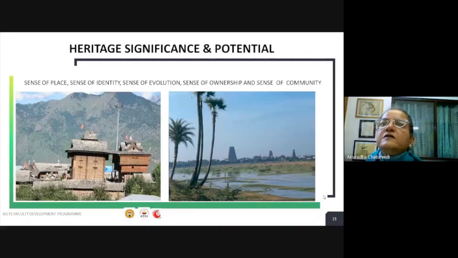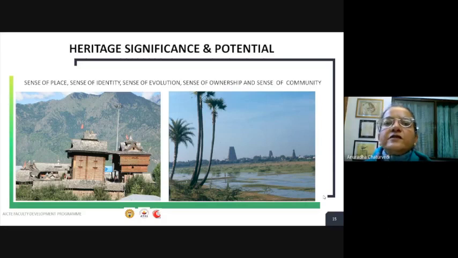developmental process. So when we look at heritage significance and potential, it's extremely important to define what is the kind of sense of place, the sense of identity, the sense of evolution, the sense of ownership, and the sense of community that our heritage resources provide. And what is the kind of contribution that they can make towards sustainable development.